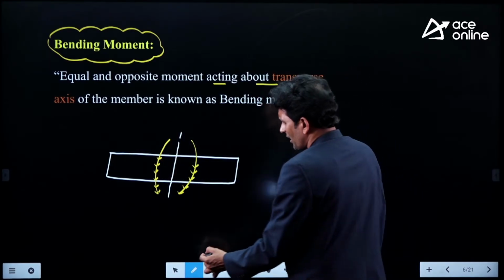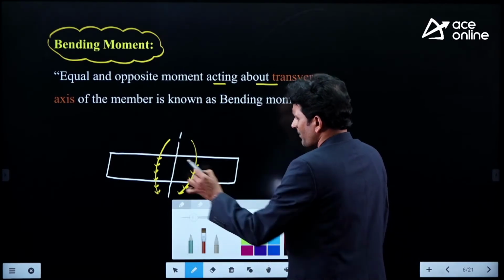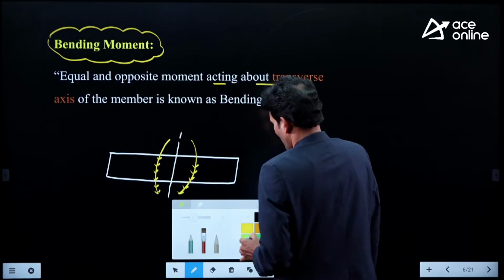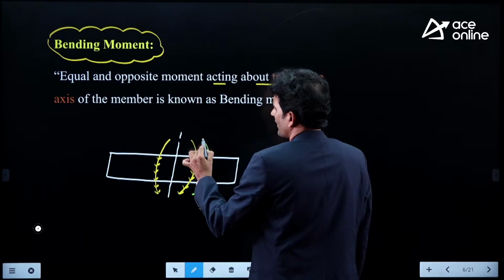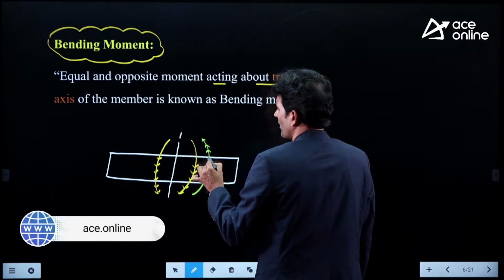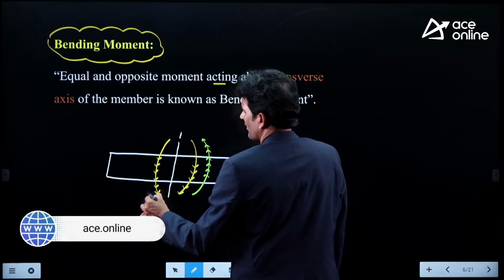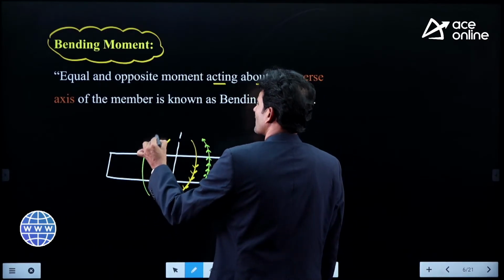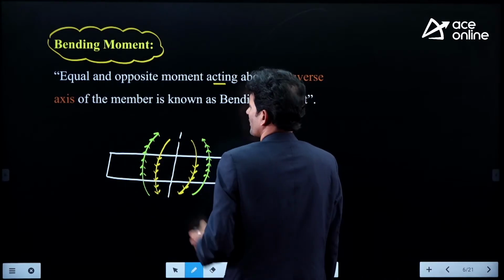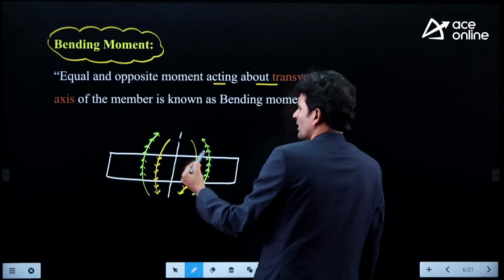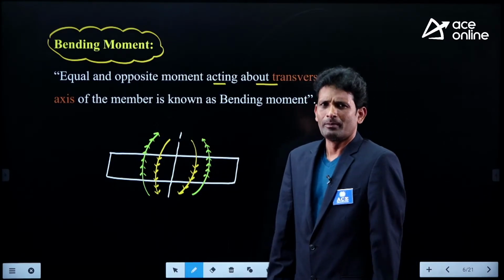Similarly, another possibility: for my section, if on the right-hand side my resultant bending moment is acting in anti-clockwise rotation, then on the left-hand side of my section, the resultant bending moment is in a clockwise rotation. Then only the beam is under a rest position or under an equilibrium condition.